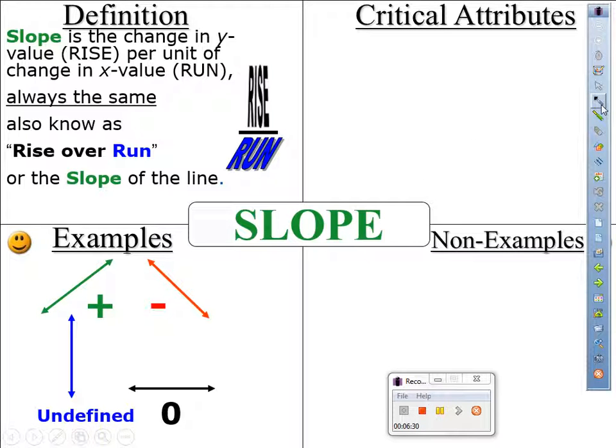So, check this out. The easiest way that I can think of explaining this, so that we can say that this is the slope just by looking at the line, is by thinking about the direction and inclination of the line. Okay? Two things, direction and inclination.